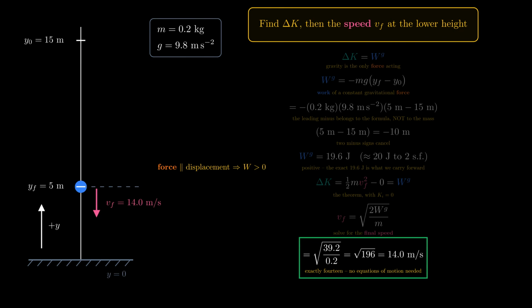And the theorem prices the return trip too. A ball rising from 5 meters back to 15 meters receives negative 19.6 joules from gravity, shedding exactly that much kinetic energy on the way up.